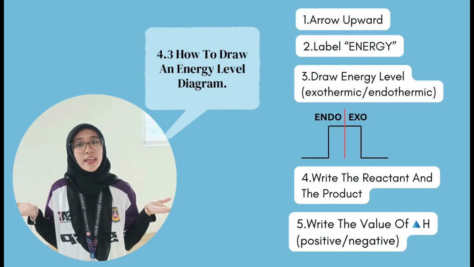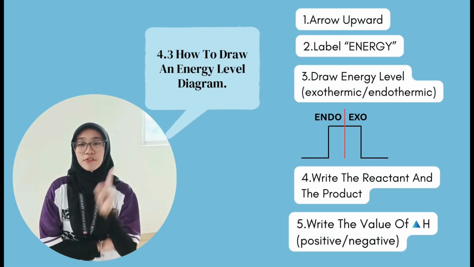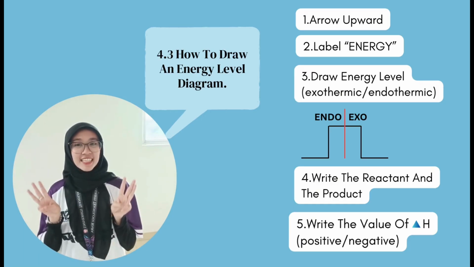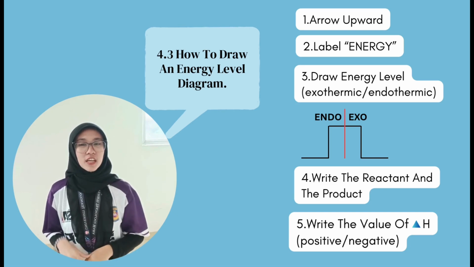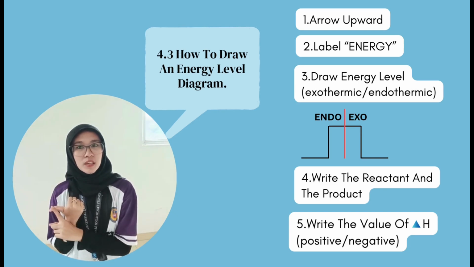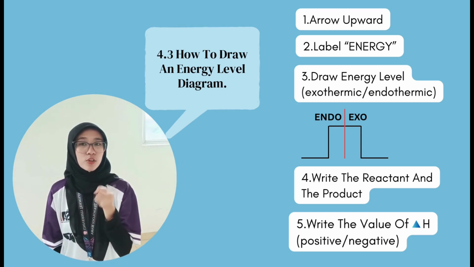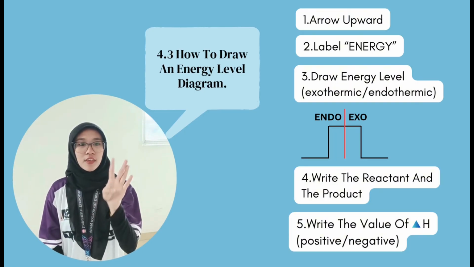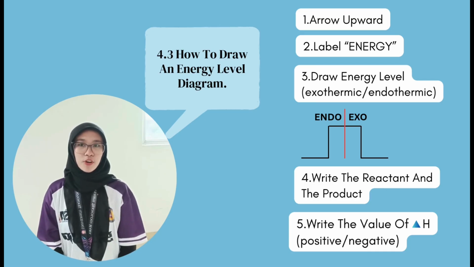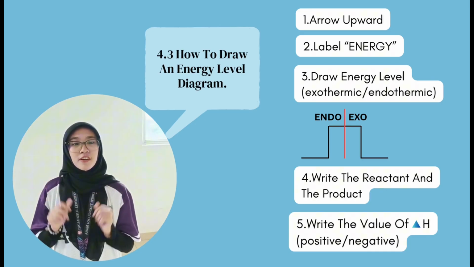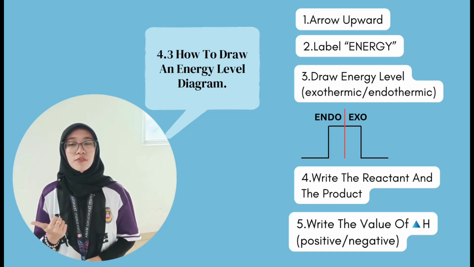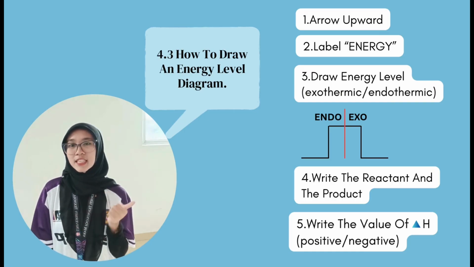How to draw an energy level diagram? First, draw an arrow upward. Second, label energy. Third, draw the energy level, which can be exothermic or endothermic reaction. You can use a heat formula like this. And fourth, write the reactant and the product. Fifth, write the value of delta H. It can be positive for endothermic and negative for exothermic.